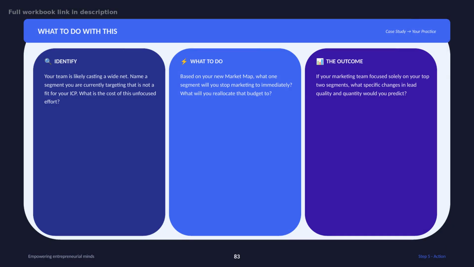Think about that procurement software story. Your team is probably casting a wider net than it should. Name a segment you're currently targeting that isn't actually a fit for your ICP. What has that unfocused effort cost you? Based on your new market map, what's one segment you'd stop marketing to immediately? Where would you put that budget instead? And if your marketing team focused solely on your top 2 segments, what specifically would you expect to change about lead quality and quantity? Take a moment with that before continuing.